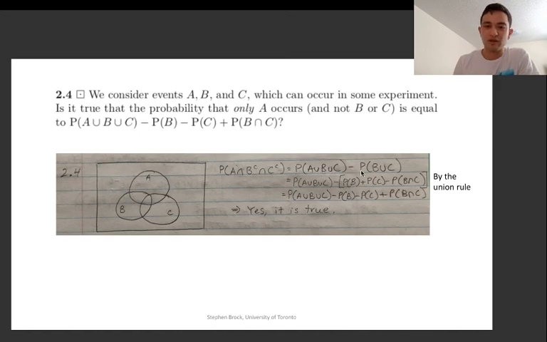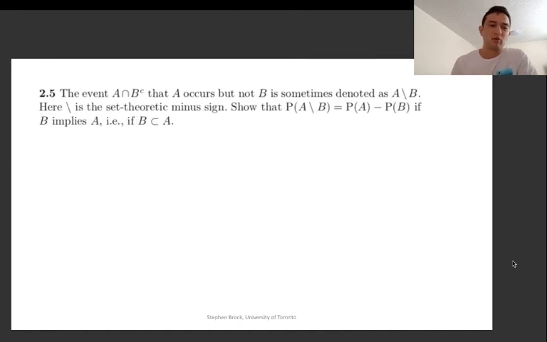So by the union rule, we can substitute this union for these values, and then we can carry through the negative sign. And we can see that this result right here is this result up here. So yes, it is true. All right, for question 5, the event A intersection B complement, that A occurs but not B, is sometimes denoted as A minus B.